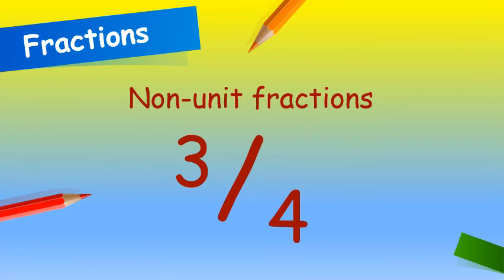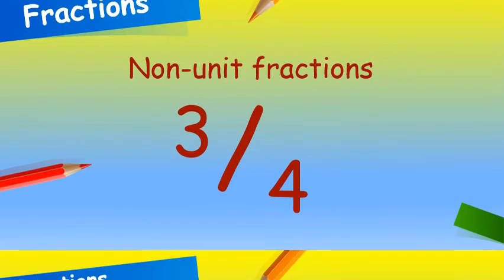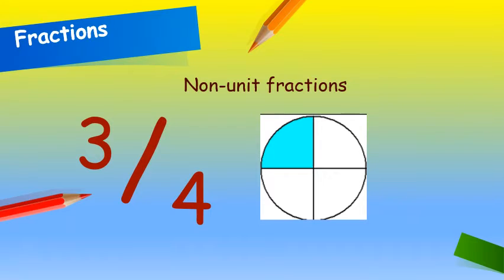We'll take a look at non-unit fractions, and a non-unit fraction is simply a fraction which has a numerator that is bigger than 1. So here I have the non-unit fraction 3/4. See, I've got my circle picture again, and this time we're looking at the uncoloured portion of the circle. So again, the circle is separated into 4 equal parts, but this time 3 of those 4 equal parts are unshaded, leaving us with the fraction 3/4.